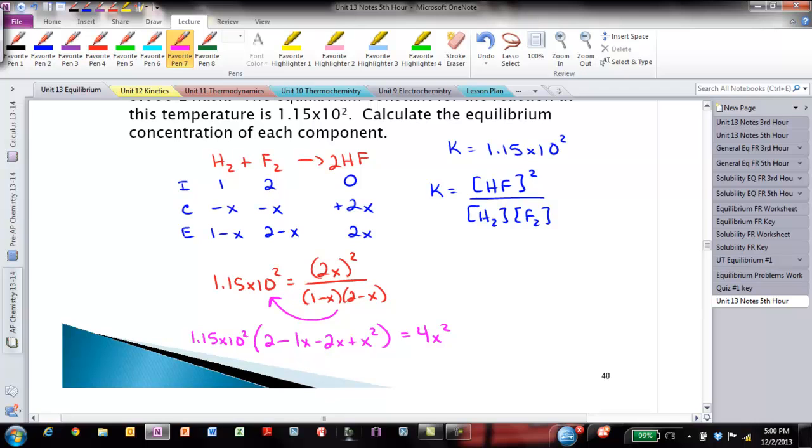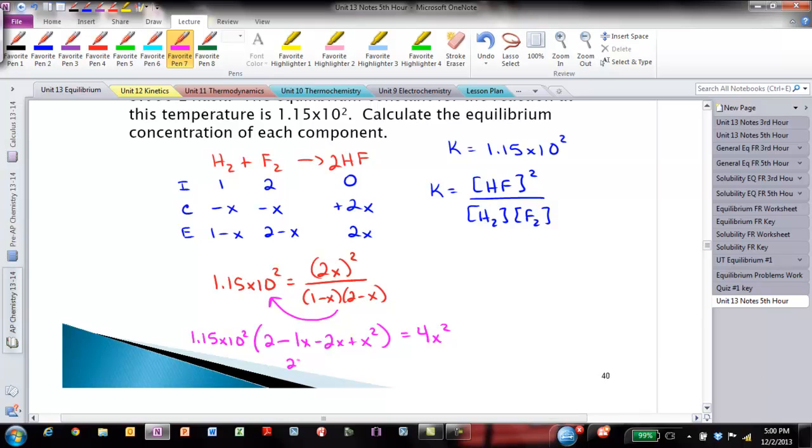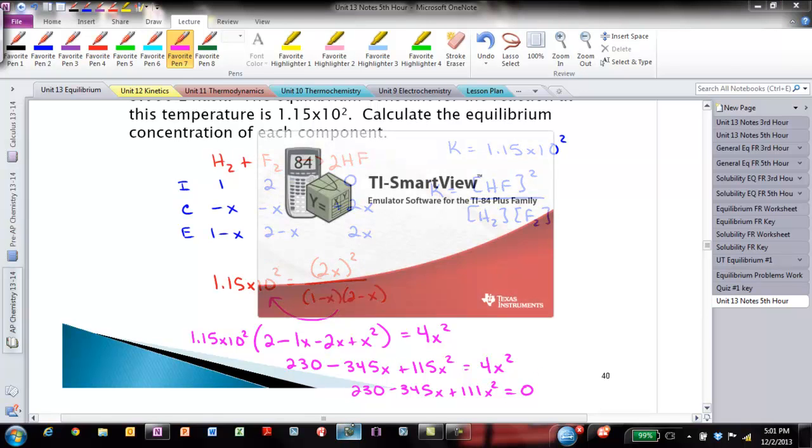So if I go ahead and distribute, I'm going to get 230 minus 345x plus 115x squared equals 4x squared. Well, to solve this as a quadratic, I need to have this thing set equal to 0, so I need to subtract my 4x squared over and get 230 minus 345x plus 111x squared is equal to 0. Now I can use a quadratic solver to be able to find my value of x.